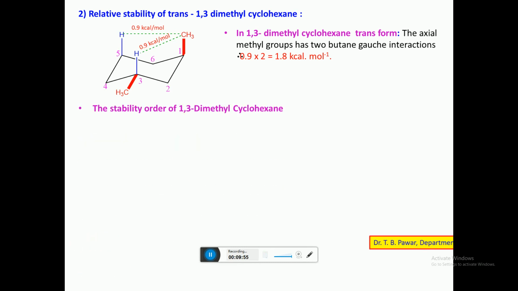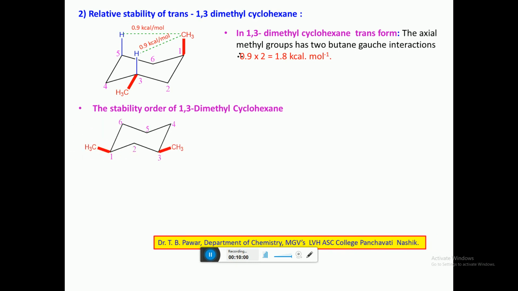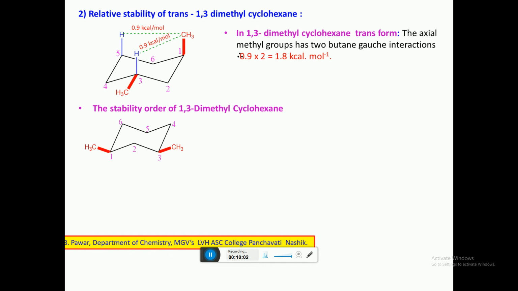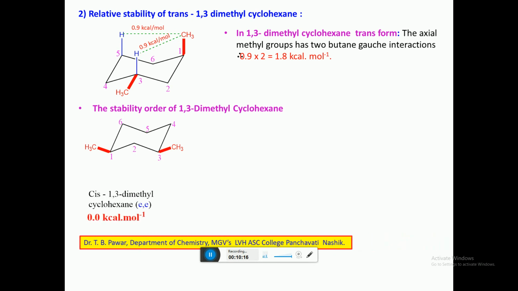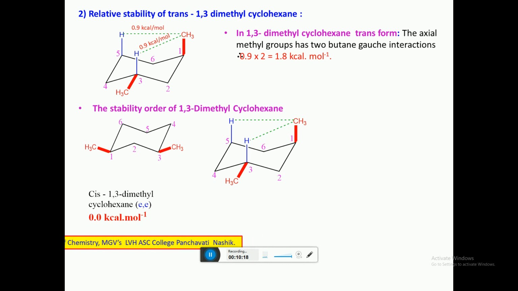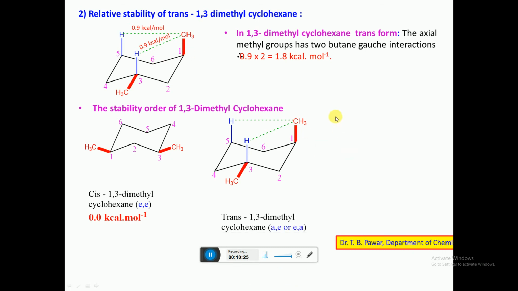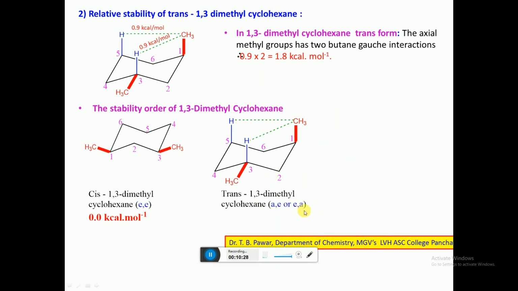Now the stability of the equatorial form. In this 1,3-dimethyl cyclohexane, both methyl groups are in an equatorial position, extended outside of the ring, and that's why there is no interaction. So it is a very stable one, and the energy of this molecule is 0 kilocalorie per mole. Again, we have seen the stability: whenever one is axial, the axial-equatorial or equatorial-axial form, it is 1.8 kilocalorie per mole.